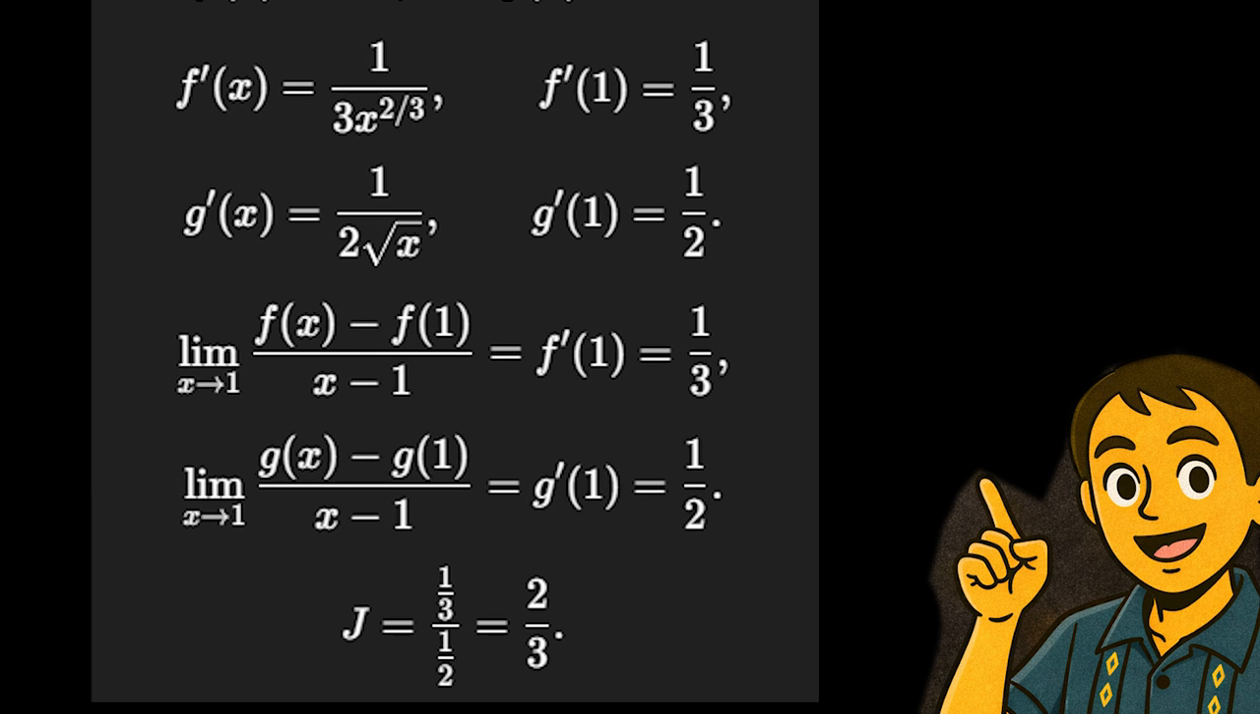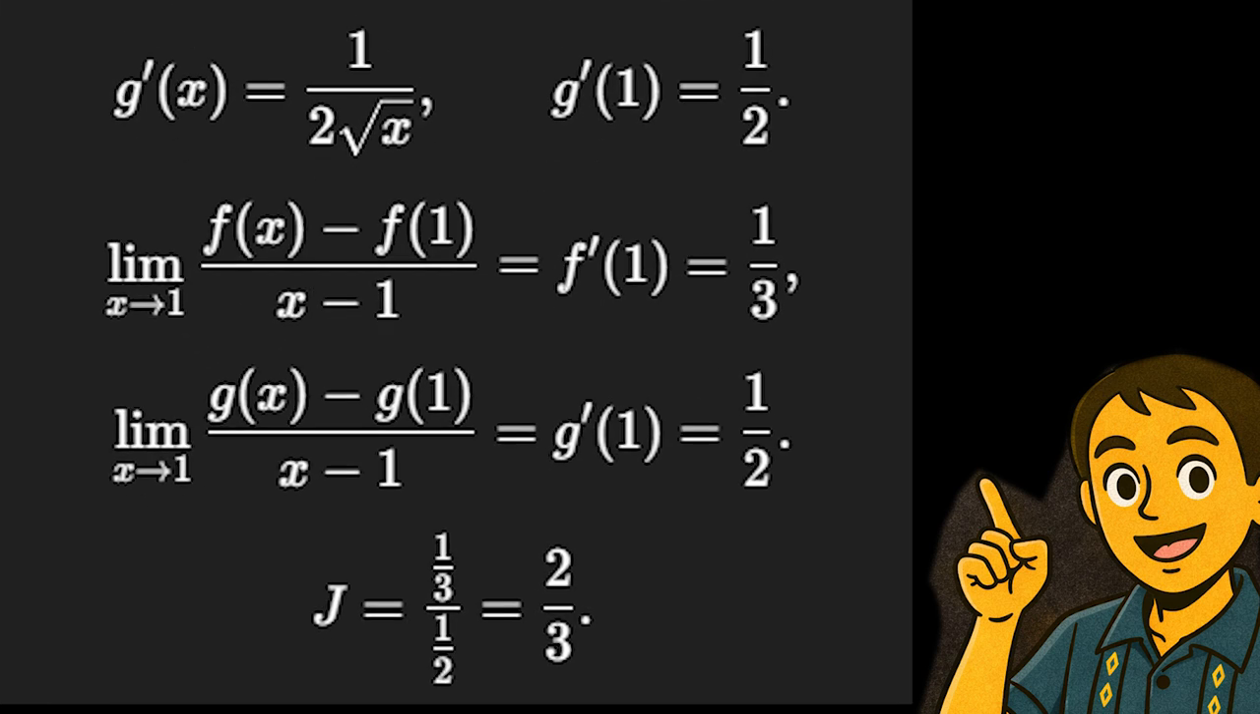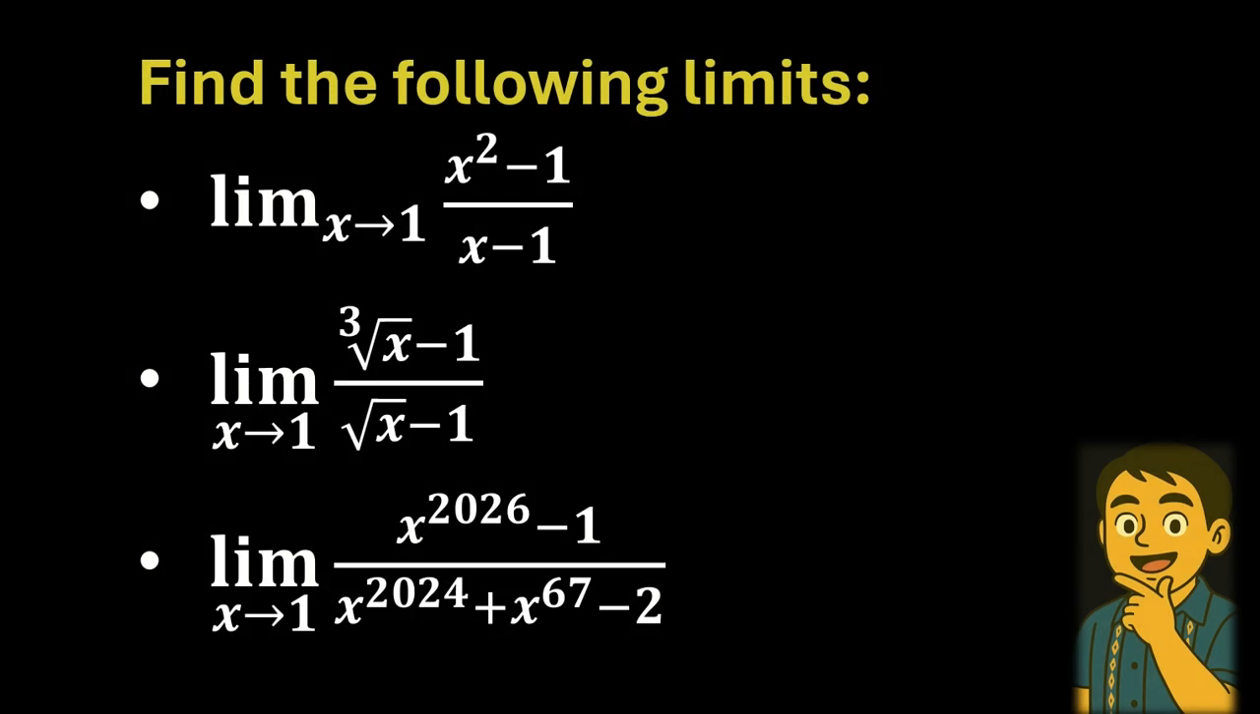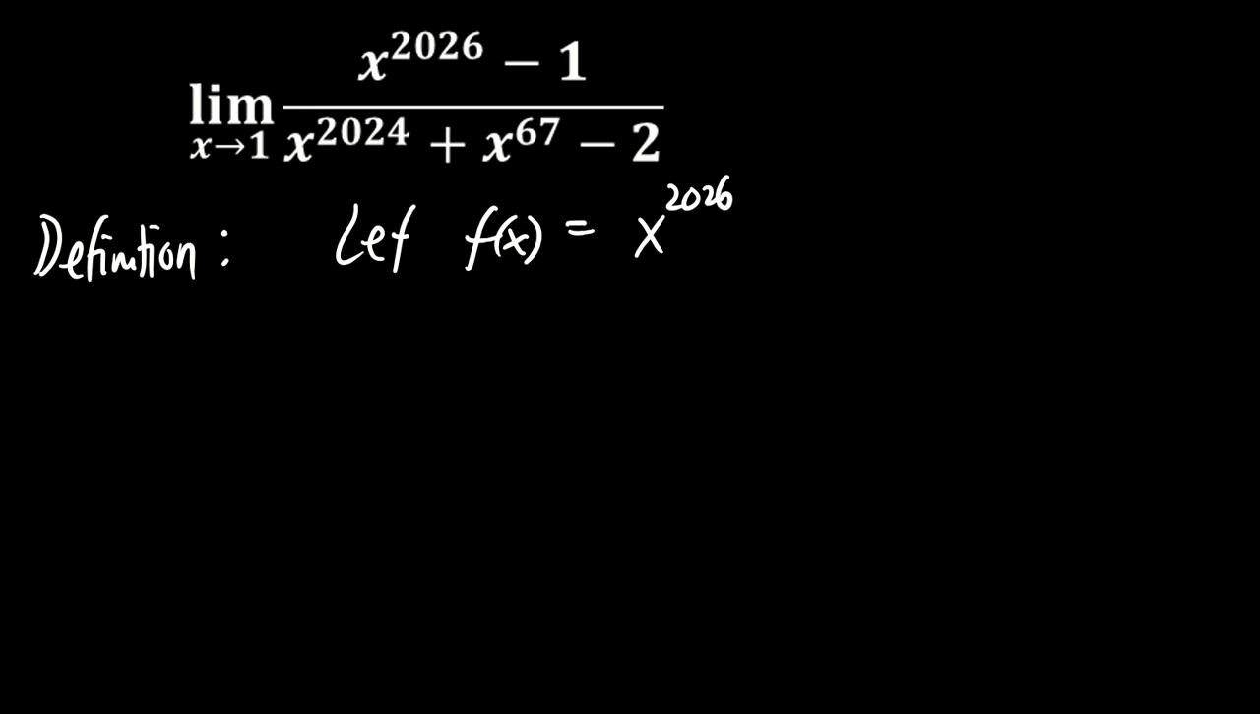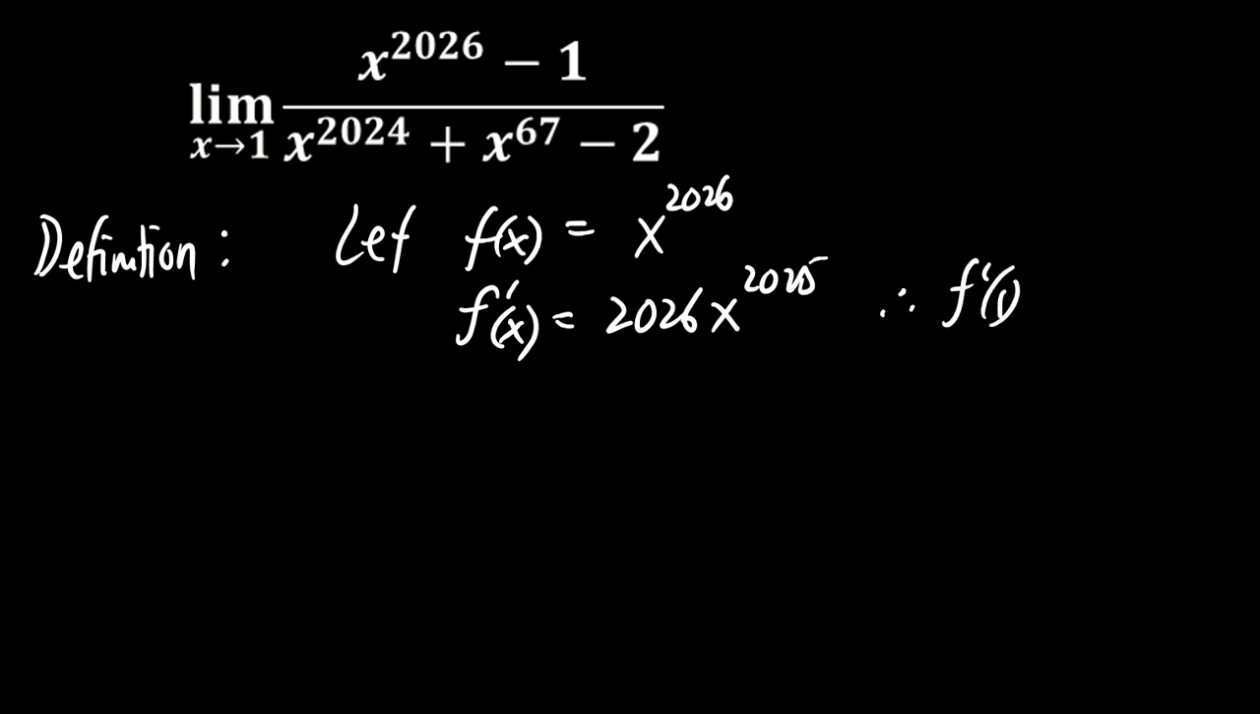Now, the last one. For this question, it is tedious if we are going to use factorization. So we are going to use the definition. So we will let f(x) be x to the power 2026. So f prime x equals 2026 x to the power 2025. And therefore f prime 1 equals 2026.